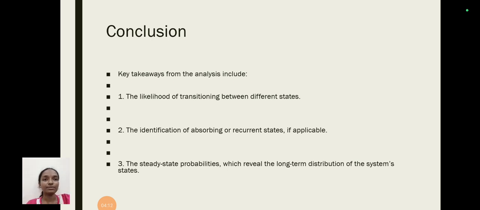Key takeaways of the analysis include the likelihood of transiting between the different states, that is, from one state to another state, the indication of absorbing or recurrent states if applicable. Remember, this is only if applicable, not everywhere. The steady state probabilities, which reveal the long term distribution of the system's state.